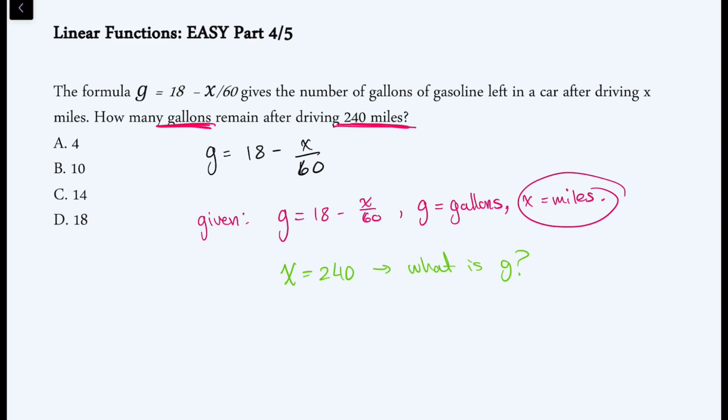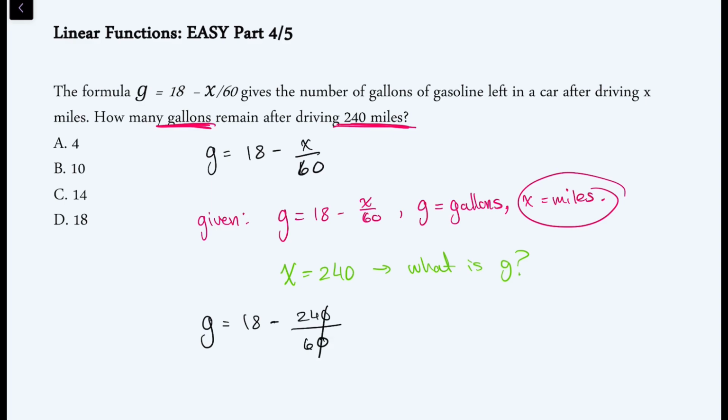Now, the only thing that really looks scary here is the formula, right? But if you think about it, all this says is you're taking 18 and then subtracting some sort of fraction, where x is whatever we're plugging in. So we're going to say, okay, I don't know what G is. We know what x is, so let me solve for how many gallons that is. So x is 240 over 60.